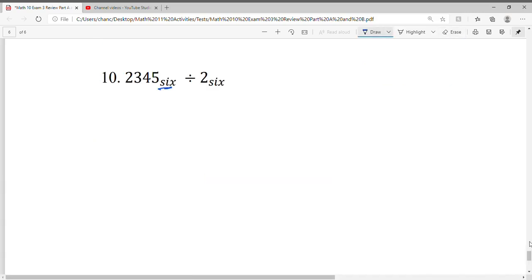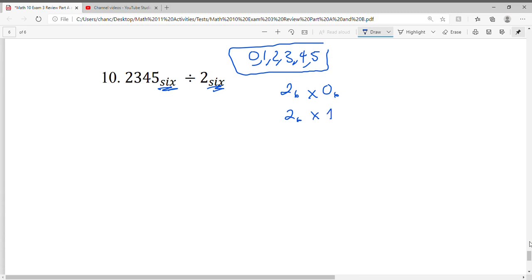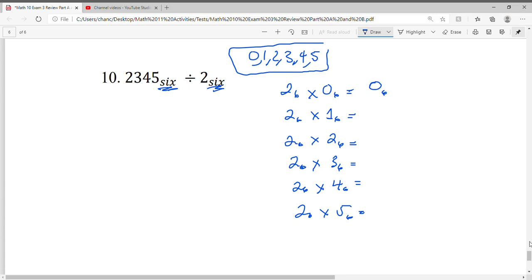In question 10, we're going to do long division with base 6. Let's look at all the possible symbols in base 6. So we'll have to multiply 2 base 6 times all of the possibilities in base 6. So let's give it a try. 2 base 6 times 0 base 6, that's 0 base 6. 2 base 6 times 1 base 6, that's 2 base 6. 2 base 6 times 2 base 6, that's 4 base 6. 2 base 6 times 3 base 6, that's 6, but that does not exist in base 6. So if you divide that by 6, you get 1, remainder 0, base 6.